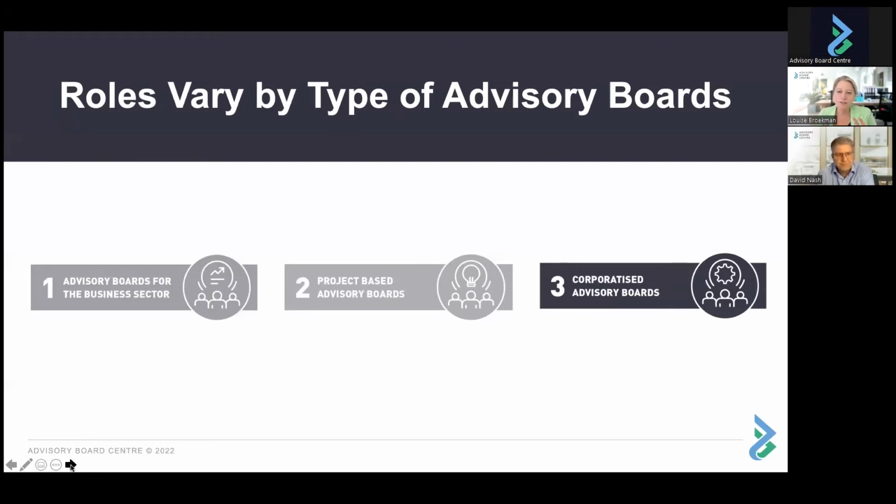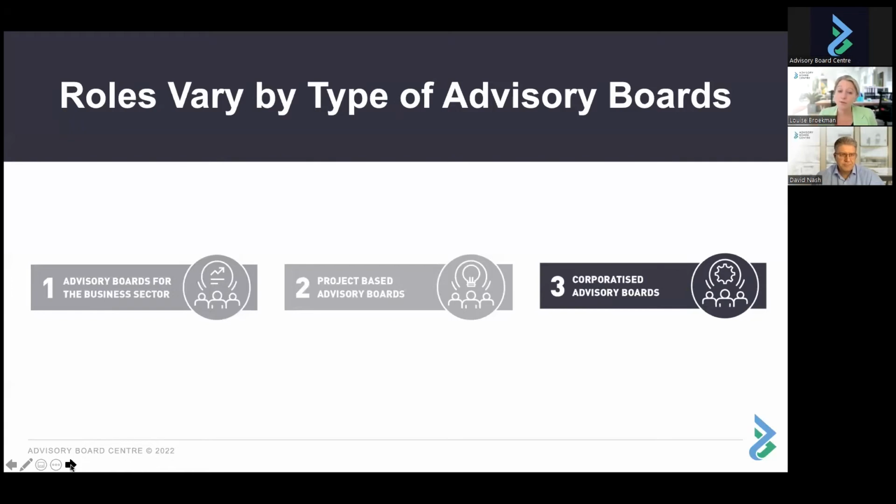And the role of independence then shifts. The chair may not be independent, the chair may be an internal executive, but the members of the advisory board might be independent. And so that mapping of best practice around project advisory boards just varies around who the different players are in the advisory board.